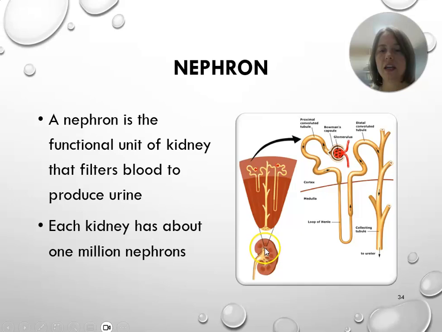So we can see the kidney, and then we're looking at a little pyramid of it. And then we look at these nephrons, which are quite small, and we can see that blood comes in, and then they have these tubules, and then urine goes out.